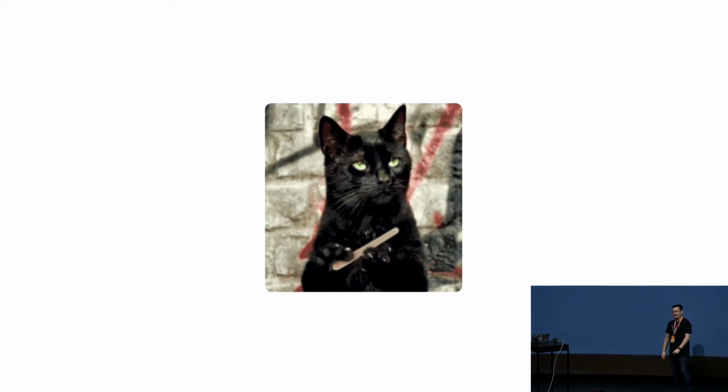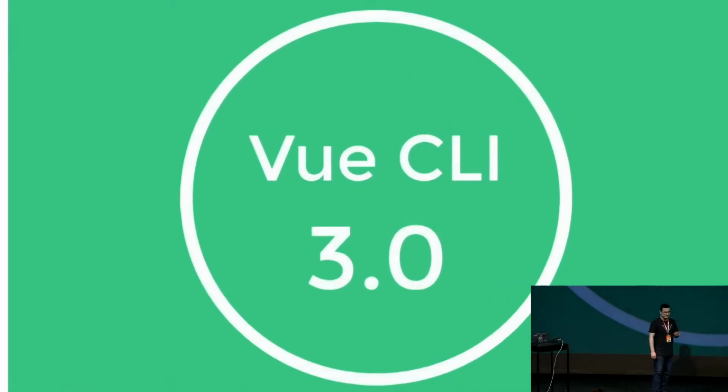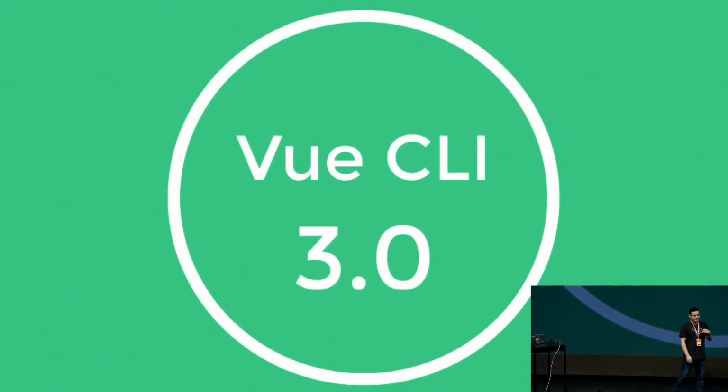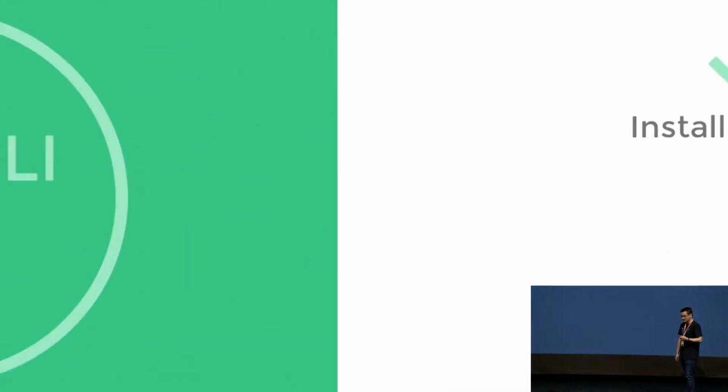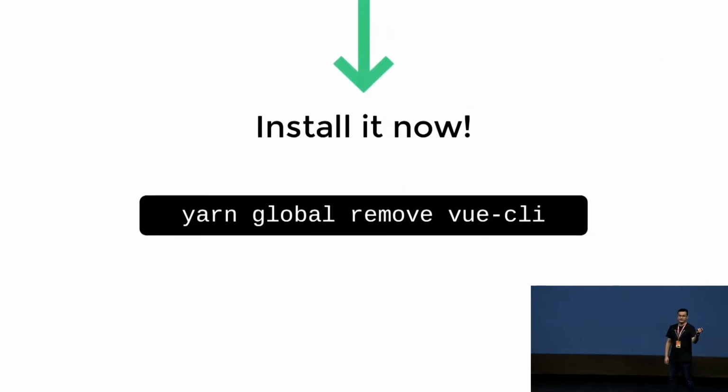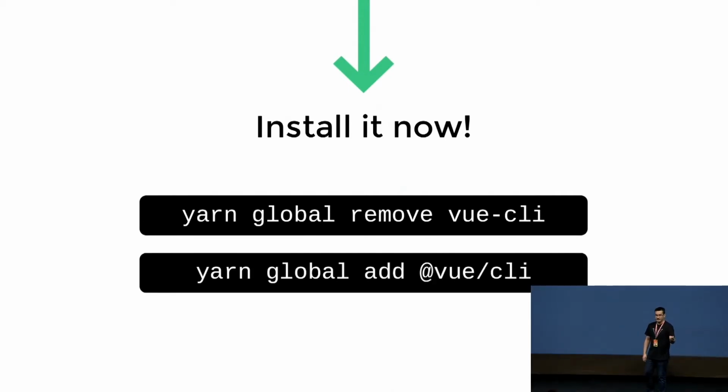Let's start with a quick reminder of what Vue CLI 3 is. Vue CLI 3 is a big project from the core team from last year. We worked almost 6 months on it before releasing the first stable version. It's a completely new tool compared to Vue CLI 2. You can install it now by first removing Vue CLI 2 if you still have it, and then installing the new package, which is @vue/cli.